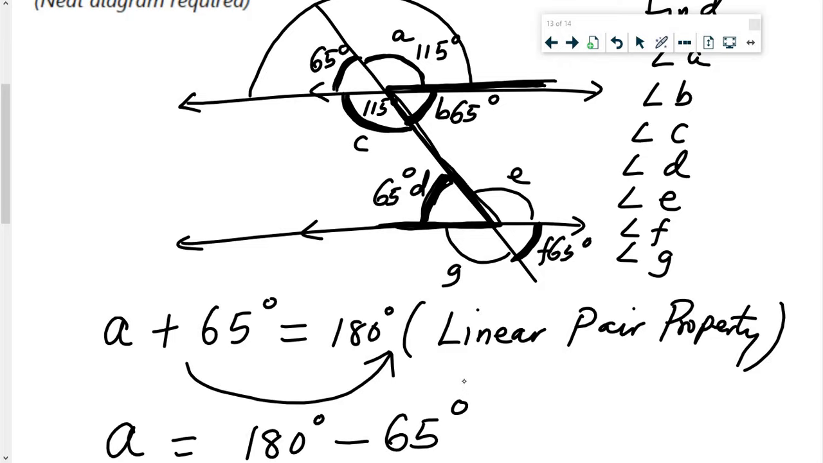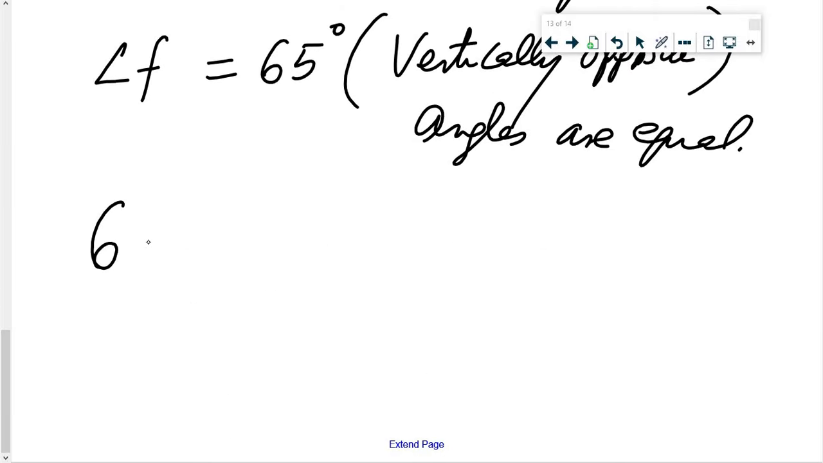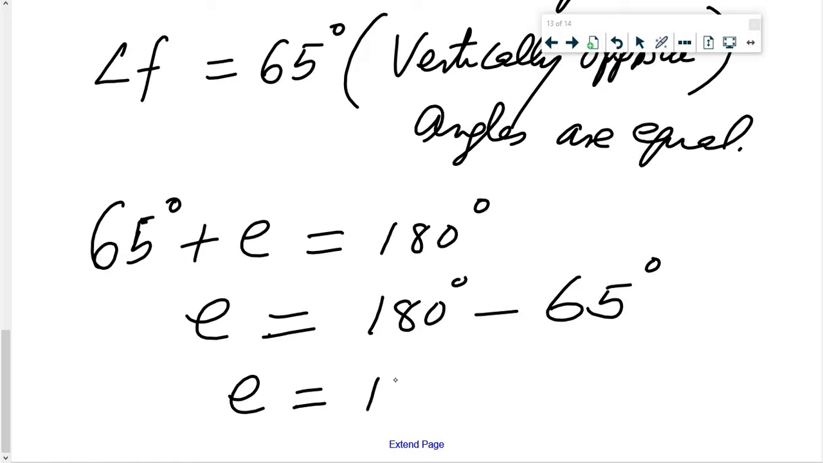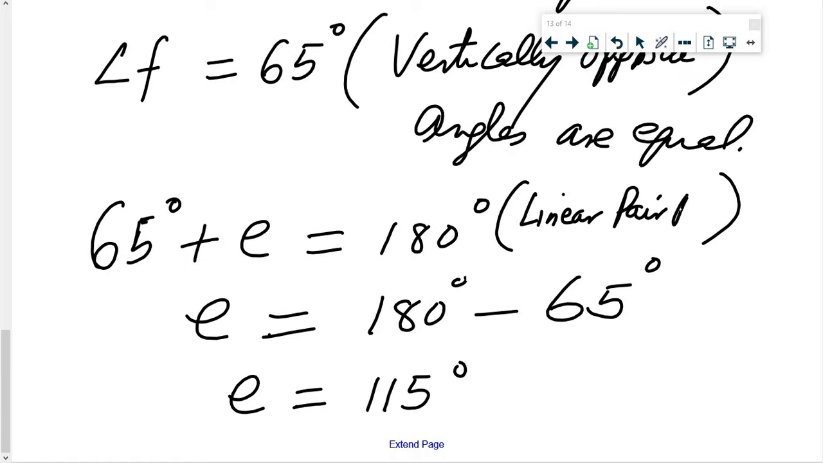Okay? Now, can we use linear pair for E? Yes, we can. 65 plus angle E equals 180 degrees. How do we get E? You take big number 180 minus small number 65. And E will be equal to 115 degrees. What is the property here? Linear pair property.